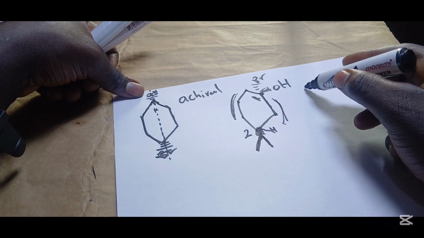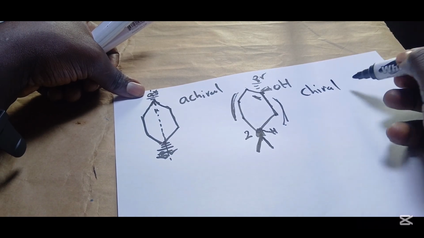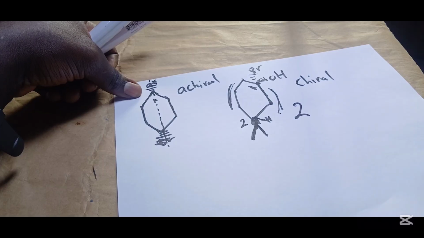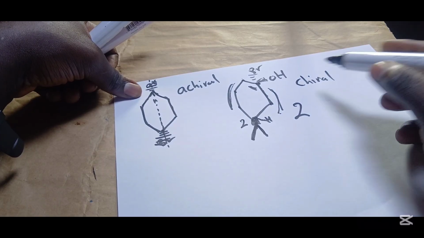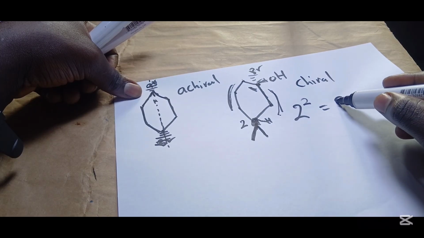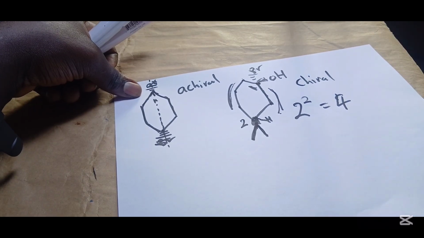So in all, this molecule is a chiral molecule, and the maximum potential number of stereoisomers that we can get here with 2 chiral centers equals 2 to the power 2, which is 4.